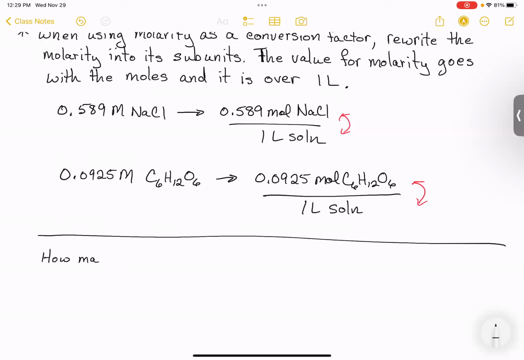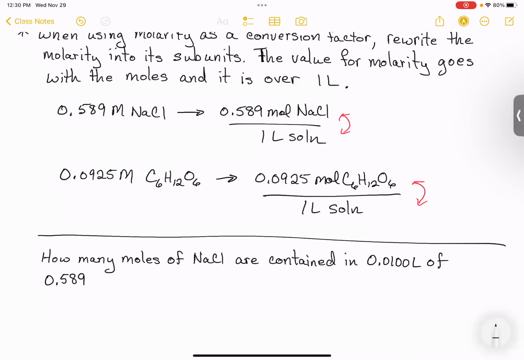How many moles of NaCl are contained in 0.0100 liters of 0.589 molar NaCl?